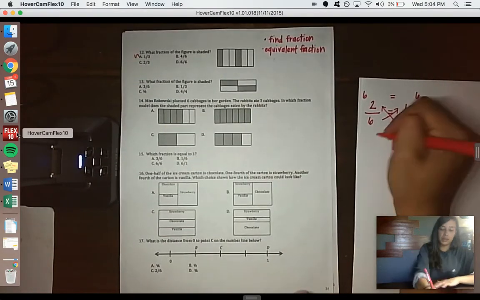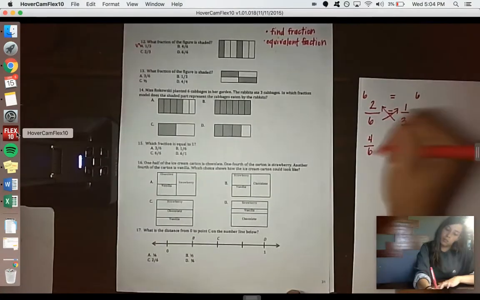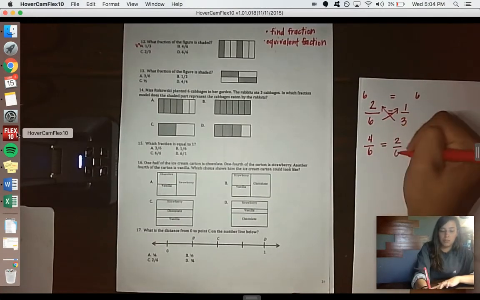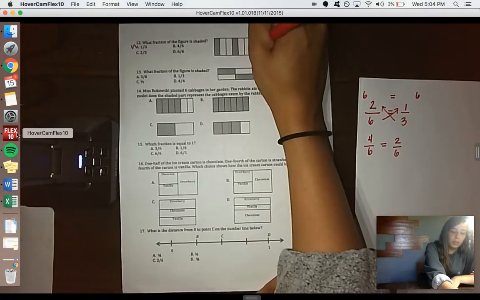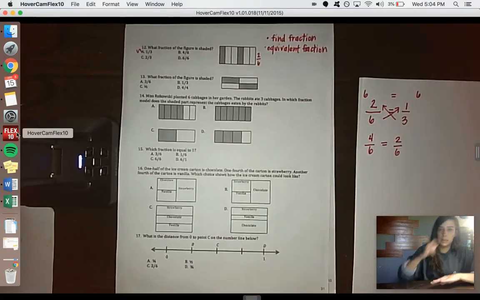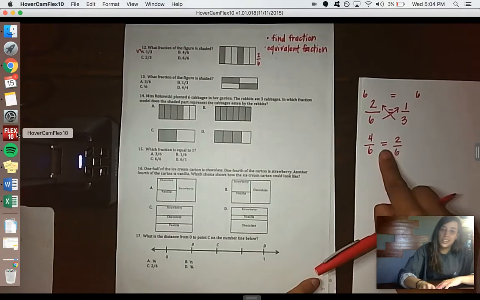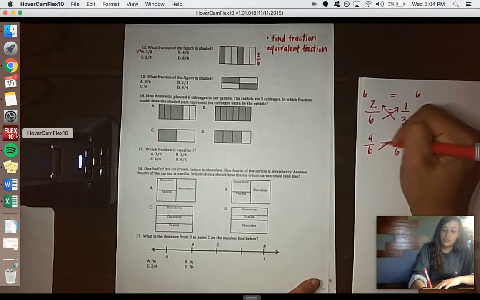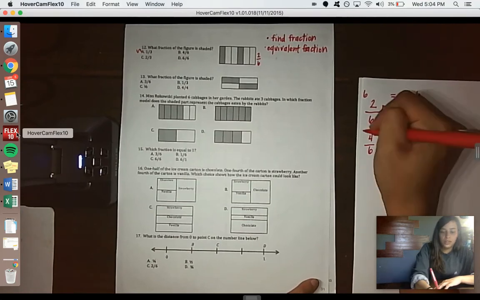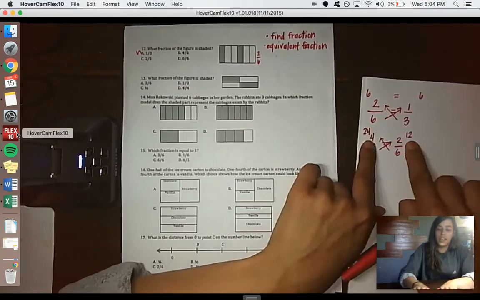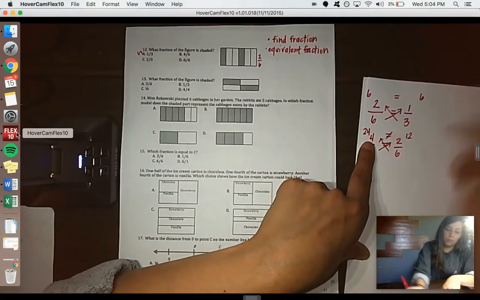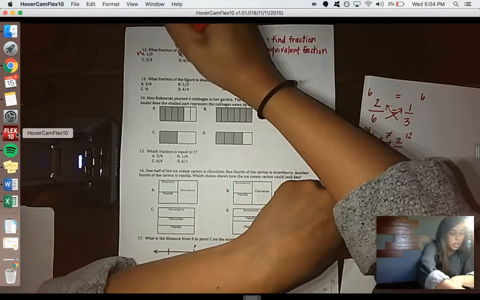B says 4/6. And we're comparing it to 2/6. Because 2/6 is the fraction represented in this picture here. I forgot to label it. Does 4/6 equal 2/6? Let's check. 6 times 2, 12. And 6 times 4 is 24. And then you need to think, are 24 and 12 equal? I don't think so. Nope, so we can slash the trash on B.